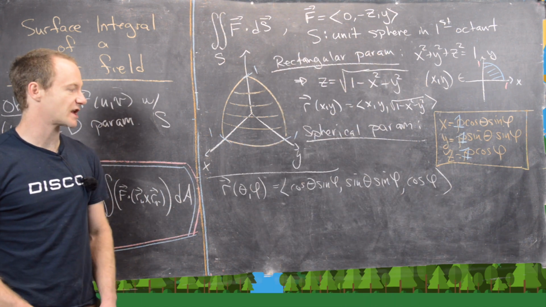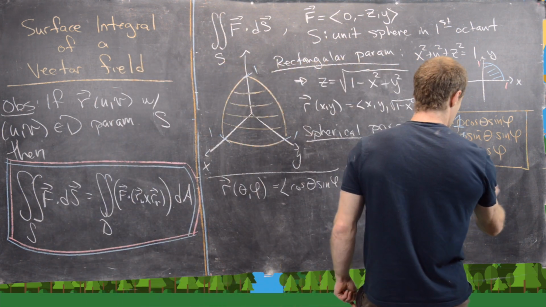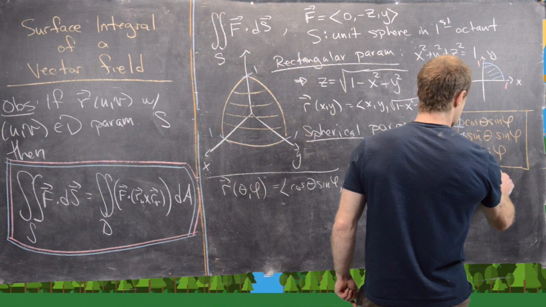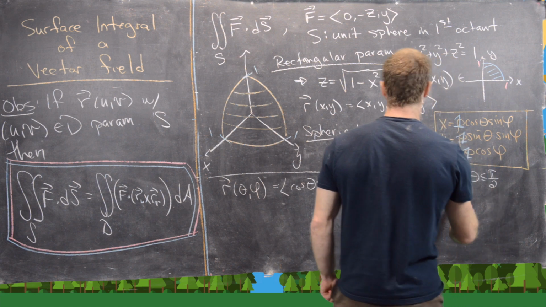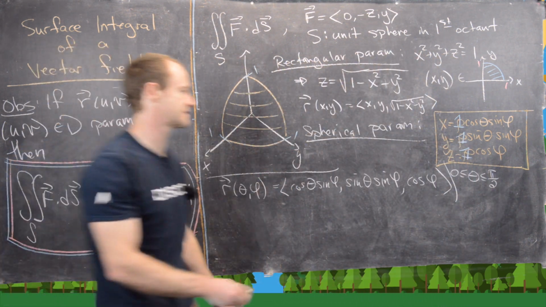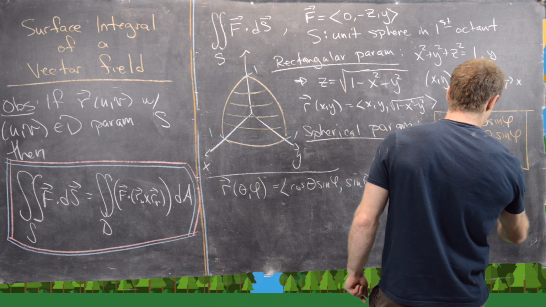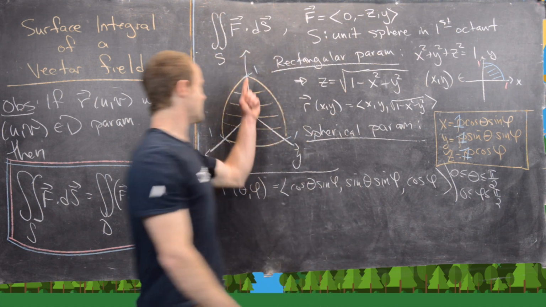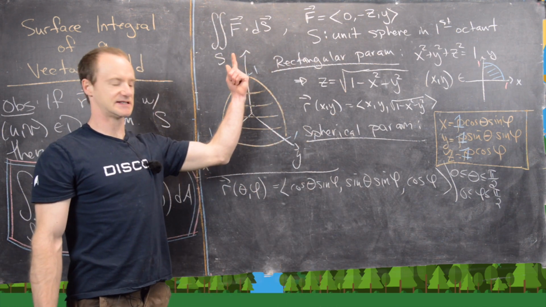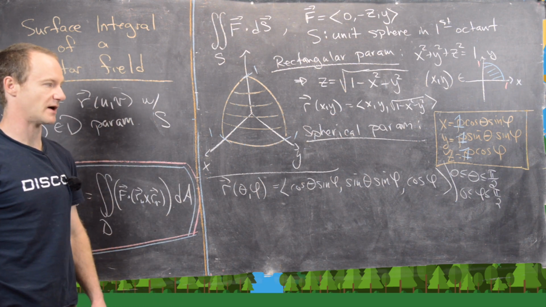Fantastic. And maybe we want to talk about where theta and phi live. Notice theta is going to live between 0 and pi over 2. That's going to keep us from the positive x-axis to the positive y-axis. And then phi is also going to go between 0 and pi over 2. Remember, phi measures from the positive z-axis. That's going to take us from the positive z-axis down to the xy plane.